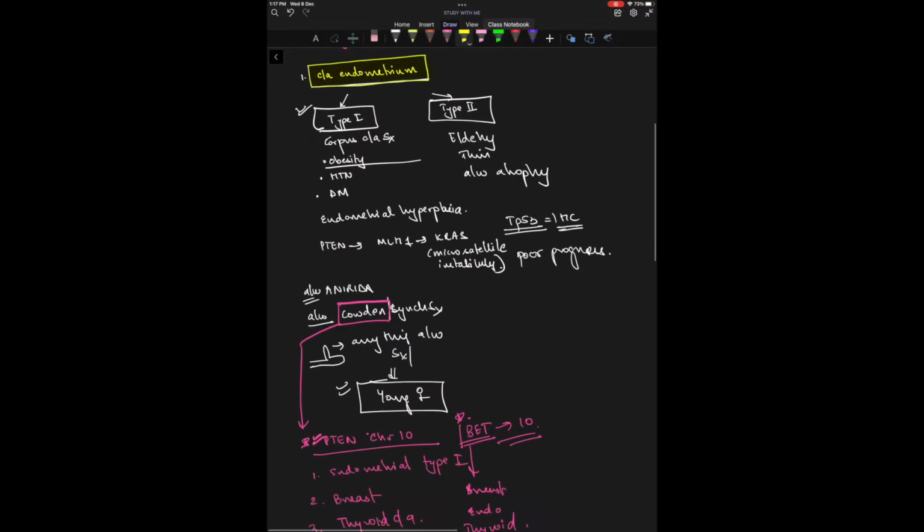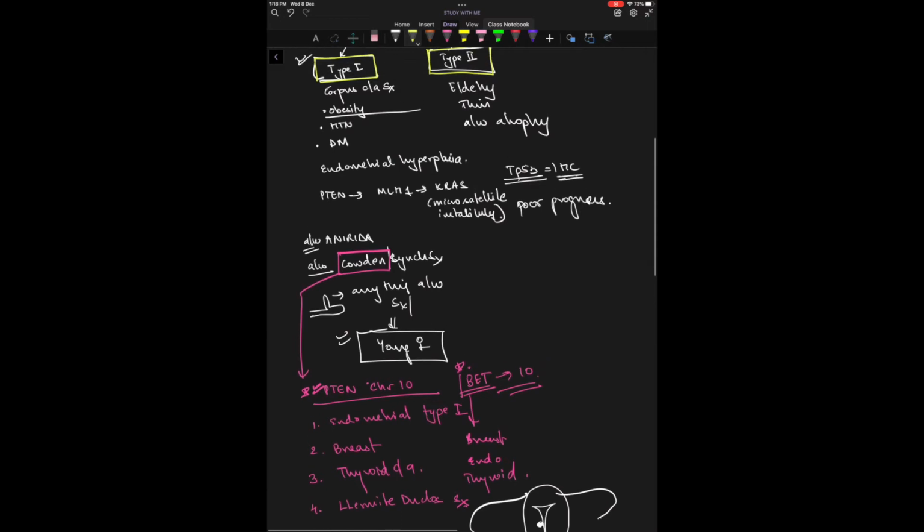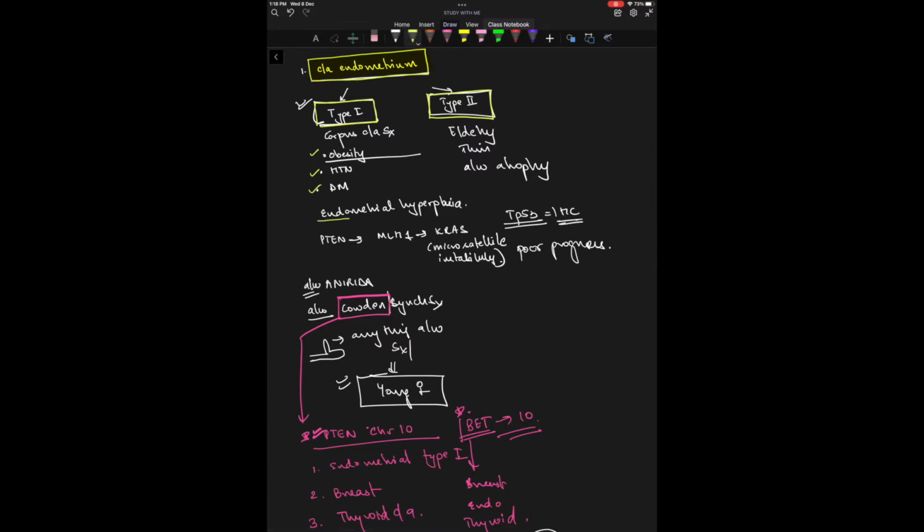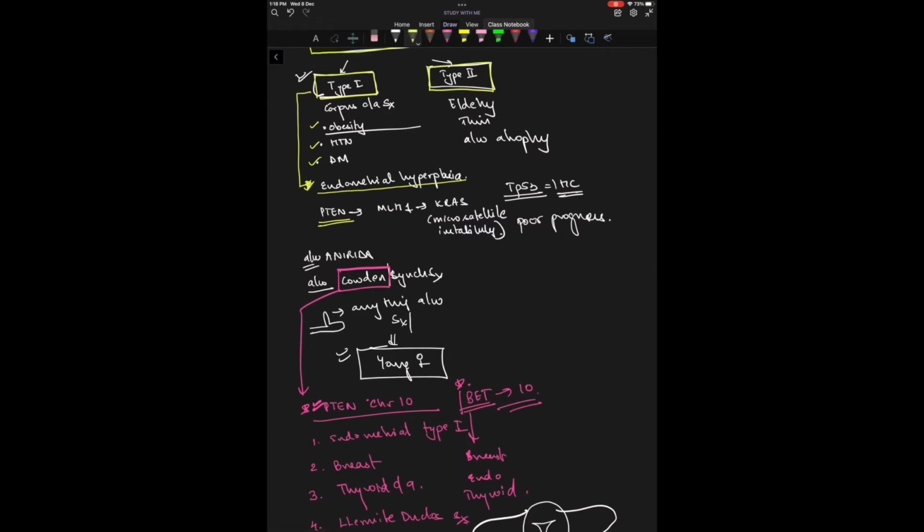What do we need to know in this is that first it is of two types, type 1 and type 2. Type 1 is associated with the corpus cancer syndrome. That includes obesity, hypertension, and diabetes mellitus. It is the endometrial hyperplasia. Then the mutation is PTEN, MLH1, followed by KRAS, that is the microsatellite instability.